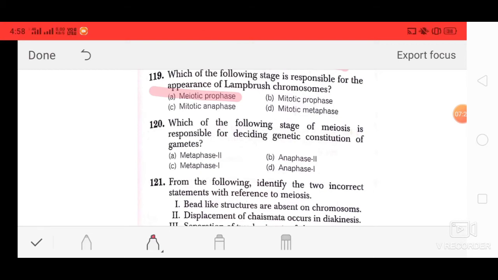Next is: which of the following stages of meiosis is responsible for deciding the genetic constitution of gametes? Okay, we have to say the stage which is responsible for deciding the genetic constitution of gametes, and we know that the paternal and maternal chromosomes of each homologous pair separate during anaphase 1, although both maternal and paternal chromosomes of the homologous pair have a gene for the same trait.